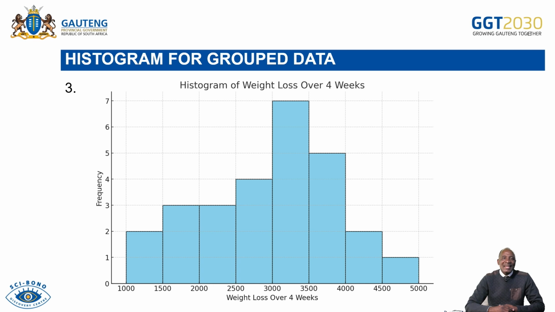When you are using a histogram, the modal class is the class that corresponds to the highest frequency. In this case, it's the class that is the tallest of them all. The class that is the highest here is from 3,000 to 3,500, indicating to us that the modal class is 3,000 to 3,500.